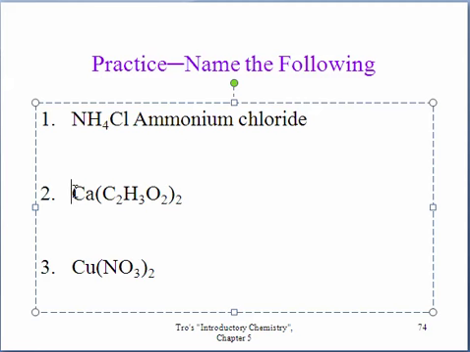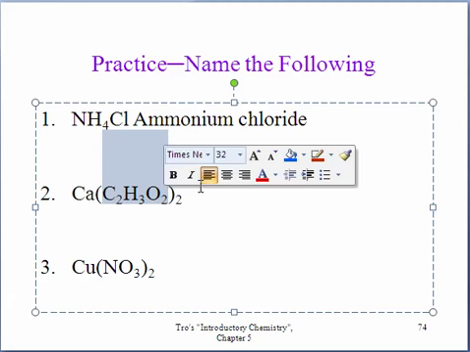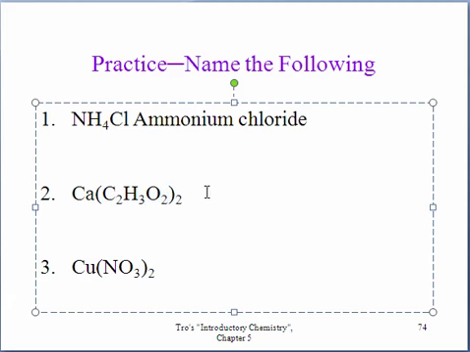The name of this cation is calcium. It doesn't need a charge because it always has a charge of +2. And according to our chart, the name of this polyatomic ion is acetate. So the name of this compound is calcium acetate.